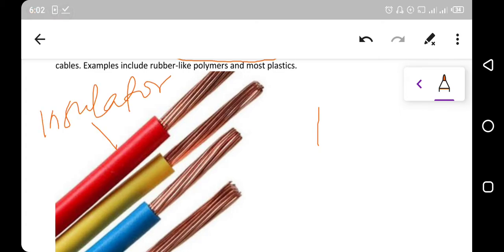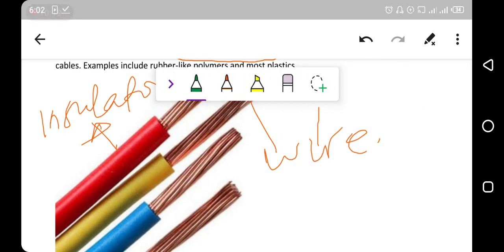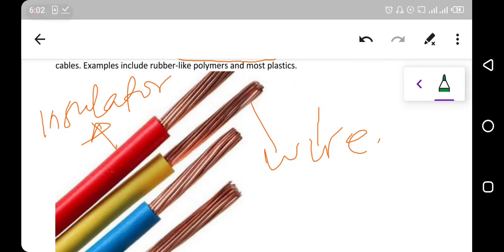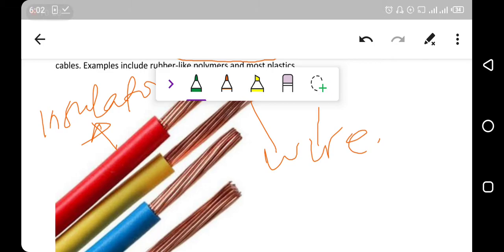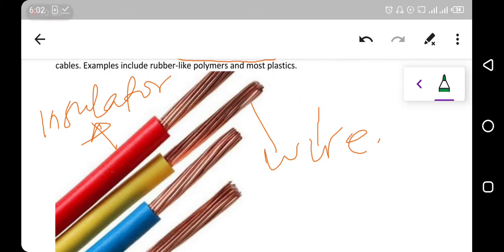Hata majumbani tunaona nyaya nje zina insulation. Kwa hiyo hizi ni nyaya ambazo ni conductors, zina conduct electricity, lakini nje huku kuna insulator ambazo haziconduct electricity. So these are the insulators. This is an example of insulators and their uses.